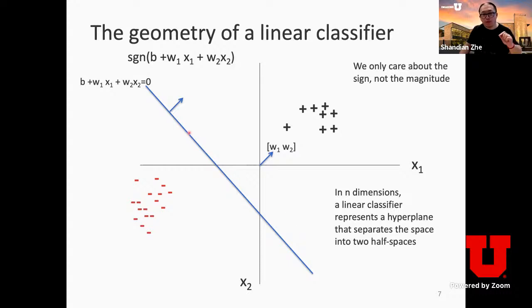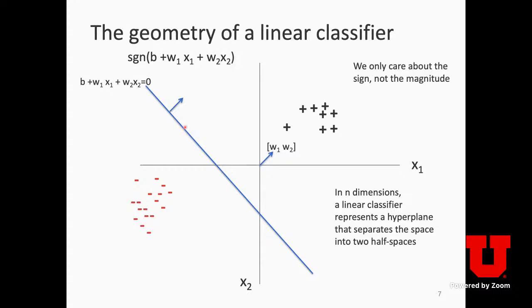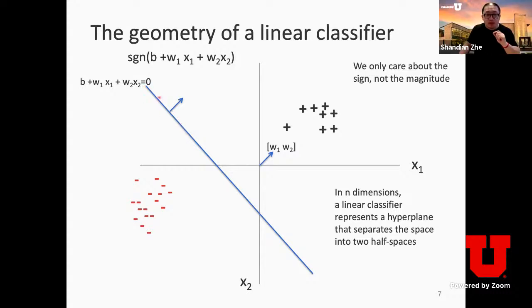Another thing everyone should keep in mind is that the weight vector here, W1, W2, is always orthogonal to the classification boundary. Right? This is something everybody needs to keep in mind because we're going to use that to explain many behaviors of our linear classifiers and learning details.